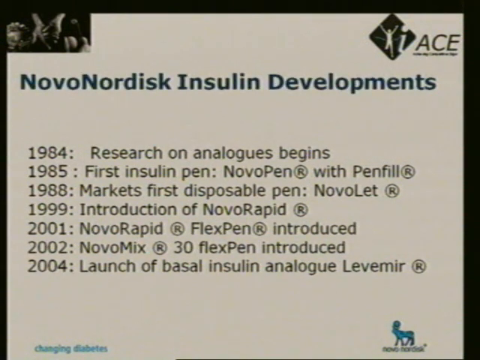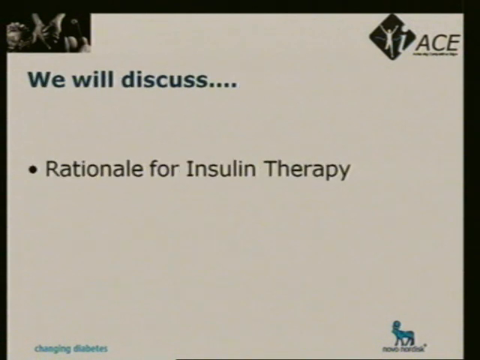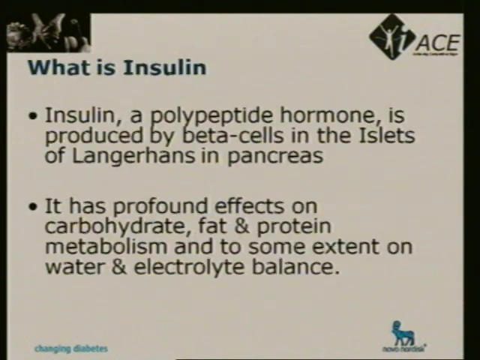And in 1984, knowing the drawbacks of the regular human insulin and the bovine and porcine insulins, research on analogs began. And the first insulin pen, the Novo Pen, with a pen fill cartridge, was available in 1985. And thereafter, rapid advances have taken place in the development of various forms of newer insulins and newer insulin delivery devices. What is the rationale for insulin therapy?